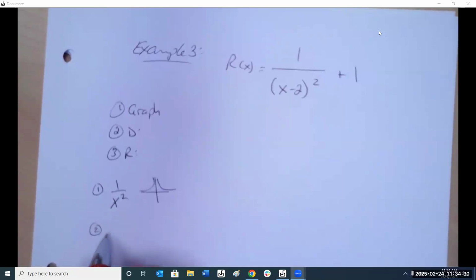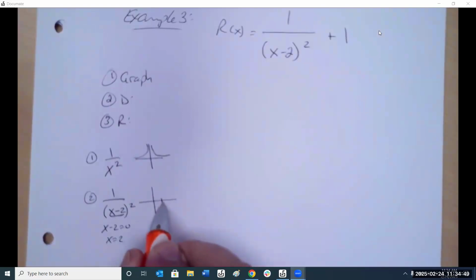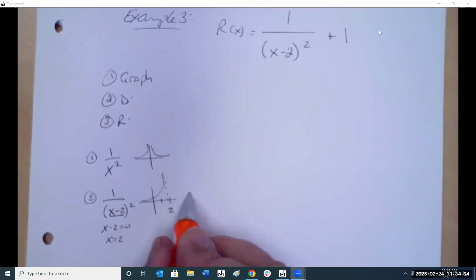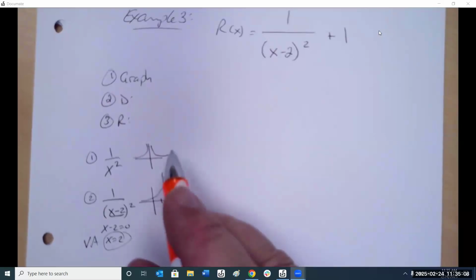Then the second thing we look at: is there a horizontal shift? What's happening inside the function? It's always the opposite, so set that equal to 0. So x equals 2. So there's my new position, and it looks like this now. So x equals 2 is my vertical asymptote, because that's where it's undefined.